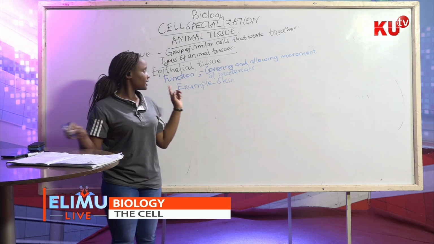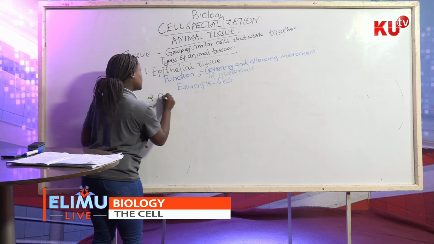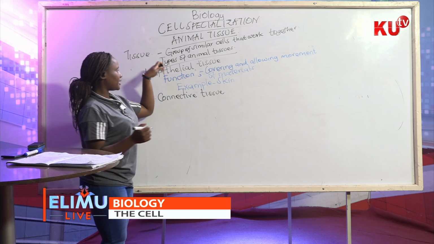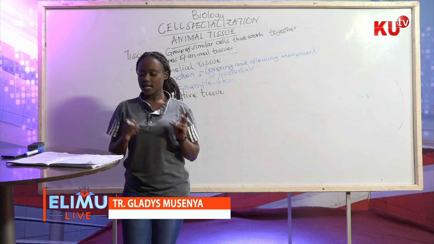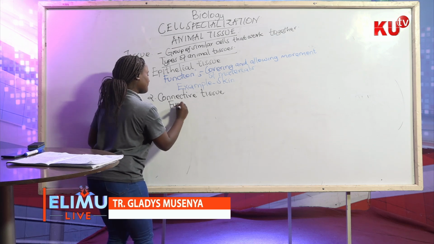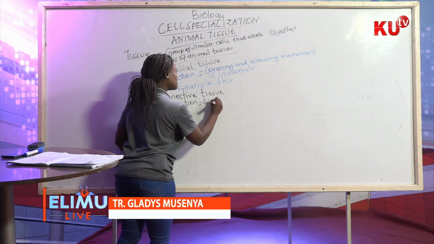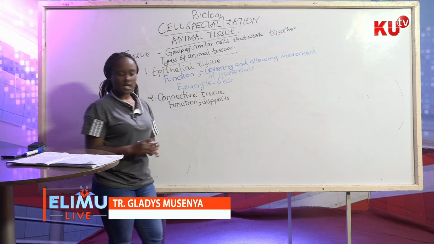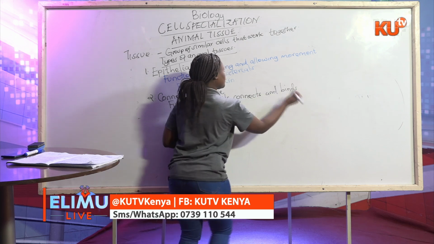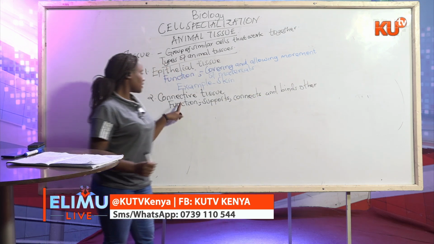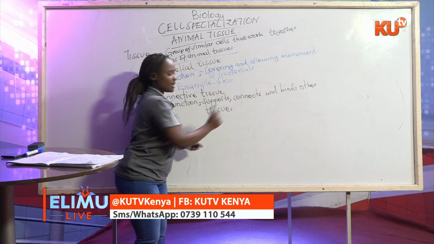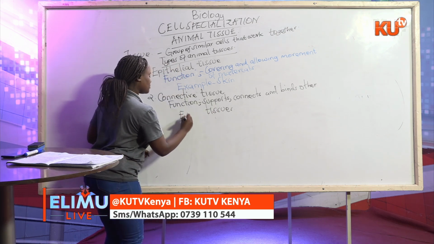Now we go to our second tissue, the connective tissue. The second type of animal tissue is the connective tissue. The connective tissue supports, connects, and binds other tissues. So the example we have is the bone.